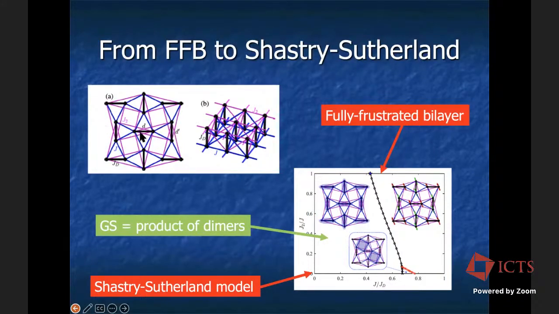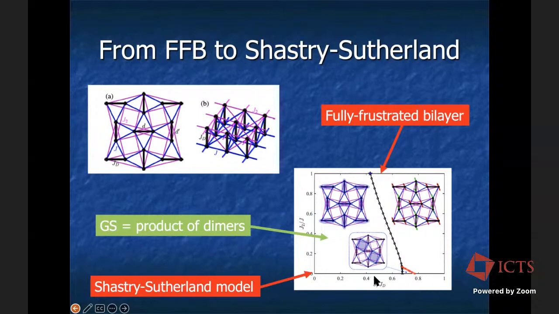If we look at the Shastry-Sutherland model here with the black and the blue lines, and if we introduce a next nearest neighbor coupling J2 to the system, then when J2 is equal to the interdimer coupling, we are back exactly to the same, it's topologically equivalent to the fully frustrated bilayer. So here, if we have J2 equal 1, we have the fully frustrated bilayer. If J2 equals 0, we have the Shastry-Sutherland model.